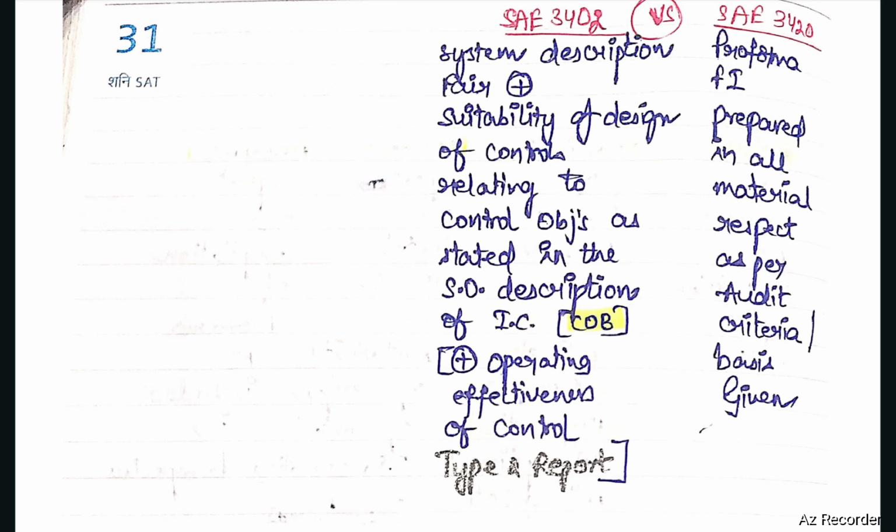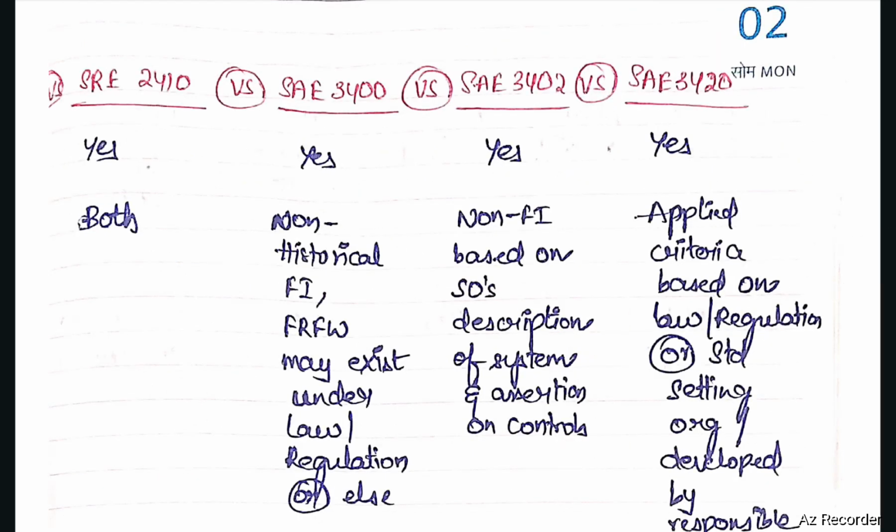In case of SA 800, 805, 810, SRE 2400, auditor or practitioner needs to be independent. In case of SRE 2410, SAE 3400, SAE 3402, SAE 3420 also, the auditor or practitioner or service auditor needs to be independent. Next.